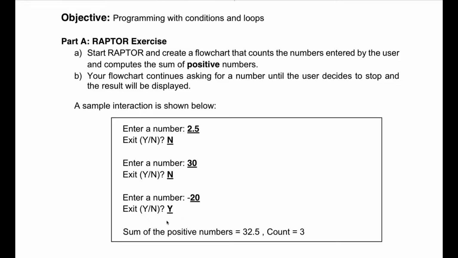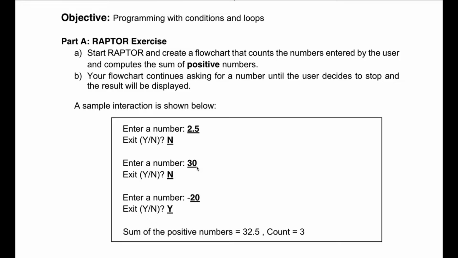And also, let me read this one. Here it says start Raptor and create a flowchart that counts the numbers entered by the user and computes the sum of positive numbers. Your flowchart continues asking for a number until the user decides to stop, and the result will be displayed. Here what has to happen is only the positive integers will add up. If the user enters a negative number, it will neglect that one and add only the positive numbers.